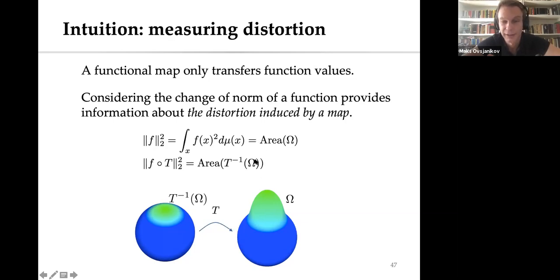So if f is an indicator function of a region, then the squared L2 norm is just the area of that region. And so what you can do is compare the L2 norm before and after transfer, right? And this already gives you some notion of distortion, because maybe some region shrunk and some region expanded. Okay, so that's the motivation.